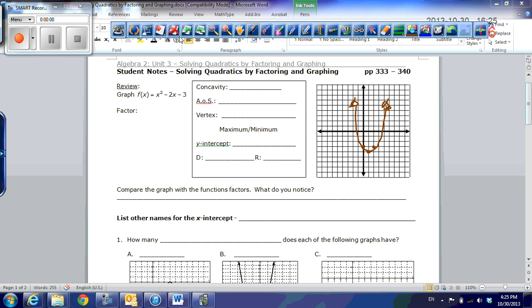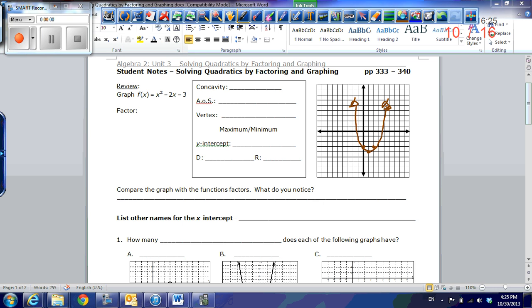All right, boys and girls, today we're going to solve by factoring. So we're going to be doing factoring and graphing, I should say. First thing is that I already have a rough sketch of what the graph looks like of x squared minus 2x minus 3.